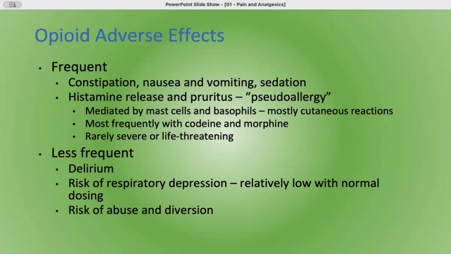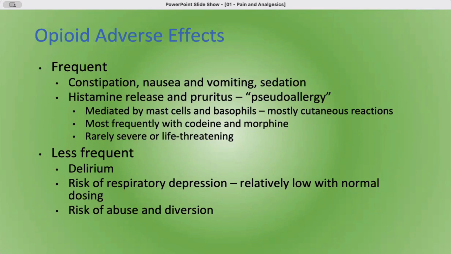Again, as a class, a lot of similarities in terms of pharmacologic and toxicologic effects. Constipation, you don't develop tolerance to. The longer you're on it, the constipation will always be there, all right? So you have to manage that. Some of the other effects: sedation, GI, nausea, vomiting, and then the histamine release, the pseudoallergy.